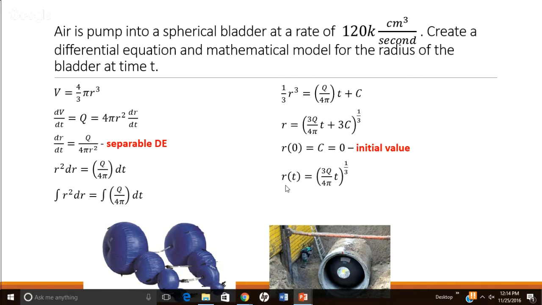So this is what we end up with as our model. The radius at any given time t is equal to 3Q over 4 pi times t, raised to the 1/3. So that's the model we could come up with, as well as the differential equation that gives us the related rate problem. It shows the relationship between the volume of the balloon or the bladder as it relates to the radius of the bladder. And now we have created a model that lets us know what the radius is at any given time. This is just a little bit of simplification, taking everything out. I'm just going to write 28.6 times t raised to the 1/3.